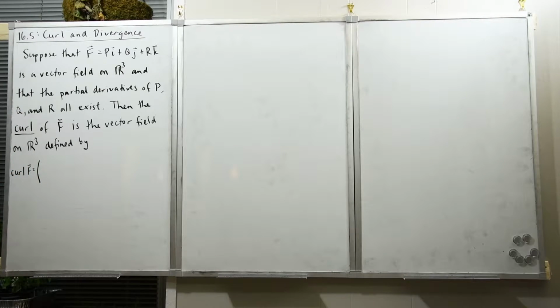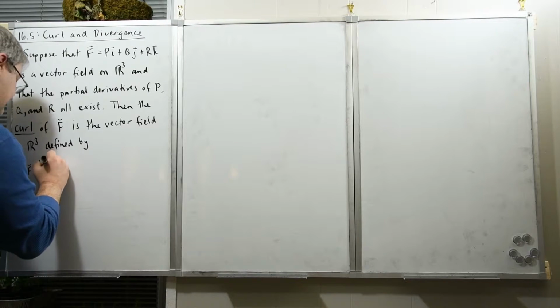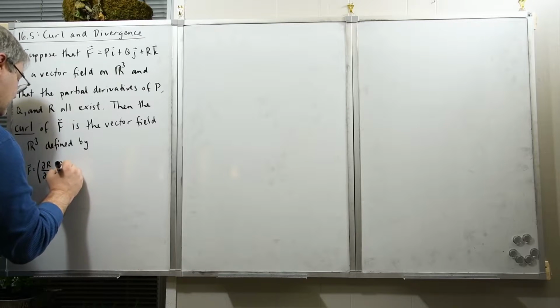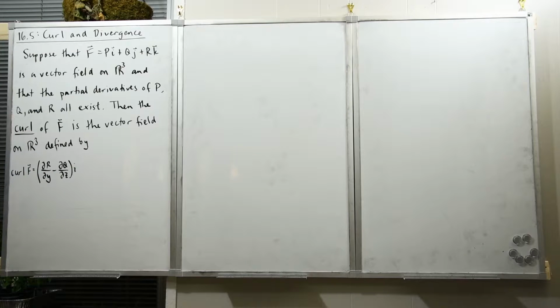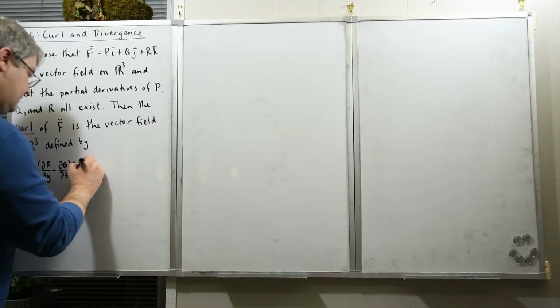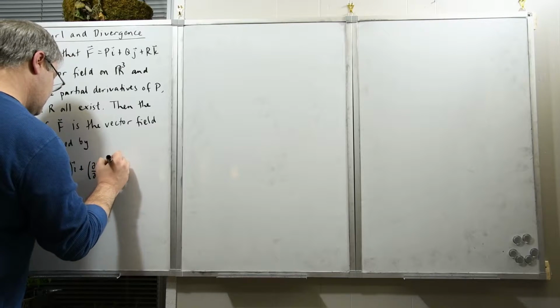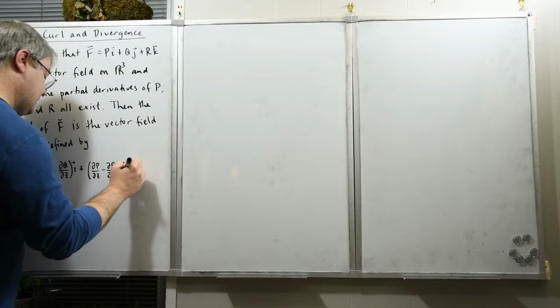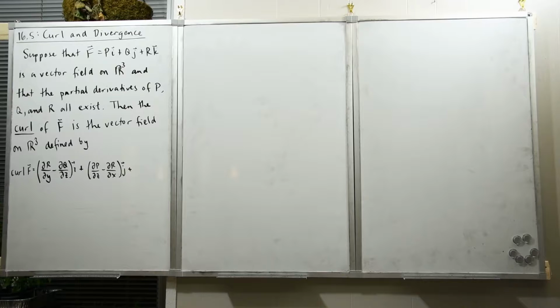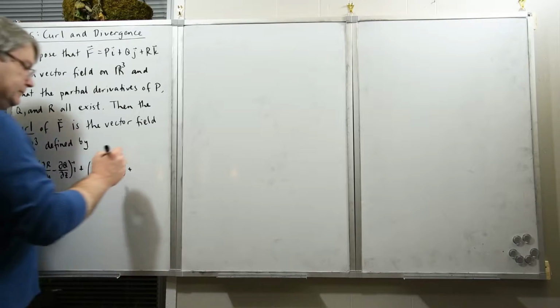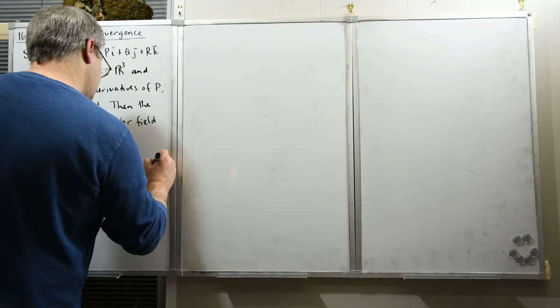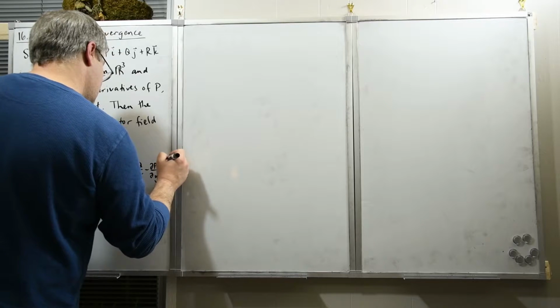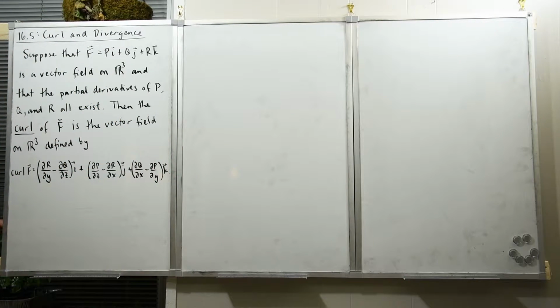So the I component is going to be the partial of R with respect to Y minus partial of Q with respect to Z. Your J component is going to be the partial of P with respect to Z minus partial R with respect to X. And then finally, your K component will be the partial of Q with respect to X minus partial P with respect to Y. Alright, so that's how we define the curl of F.